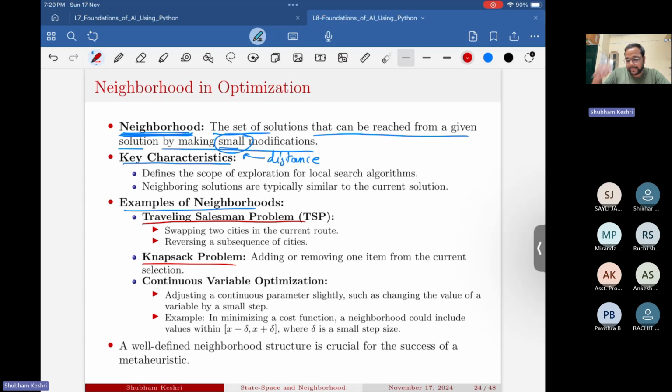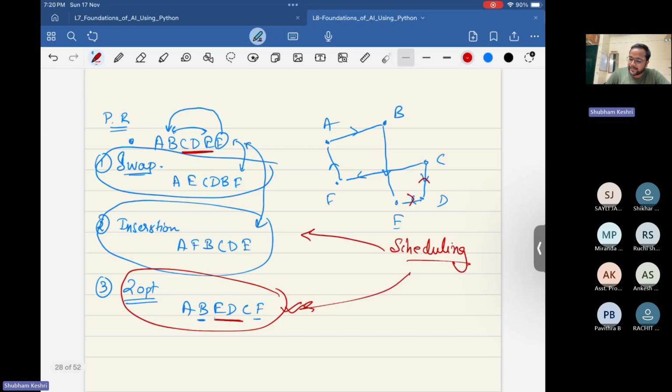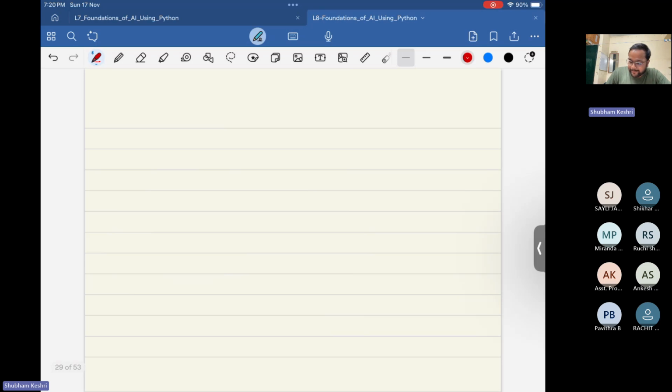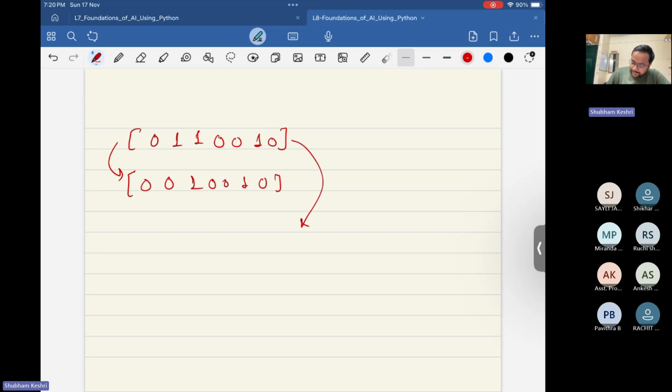Then we talked about binary representation. Suppose we are talking about the knapsack problem and there are 7 objects and you have this solution. So a neighbor can be flipping any one of the elements. Suppose a neighbor can be 0 0 1 0 0 1 0, flipping just one, or a neighbor can be 1 1 1 0 0 1 0. So flipping one can be a neighbor.